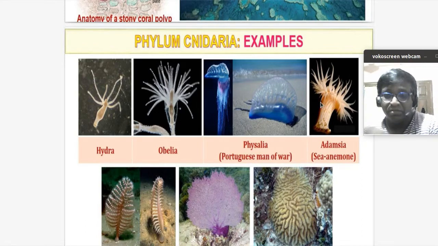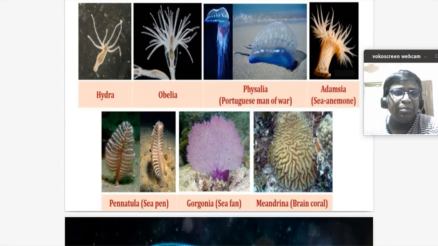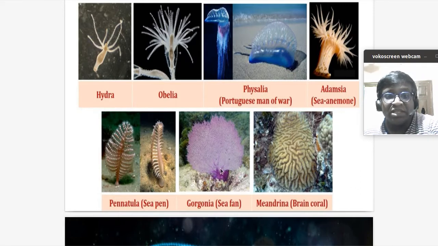Adamsia, which is also called sea anemone. Pennatula, we call it sea pen. Gorgonia, just look at the beautiful picture of this Gorgonia or sea fan. Meandrina, they are the brain corals. These are all the examples that they have given in your textbook, and this is how those organisms look.